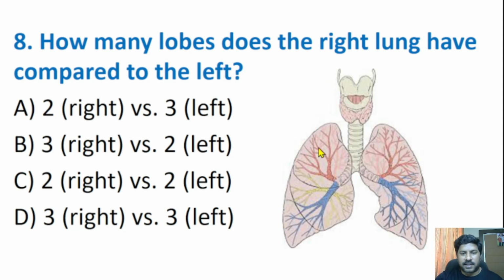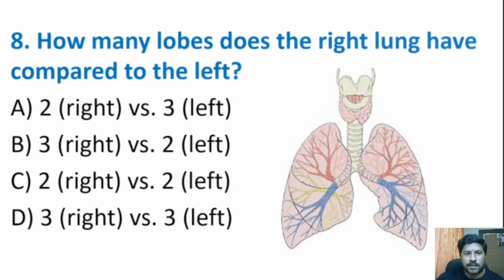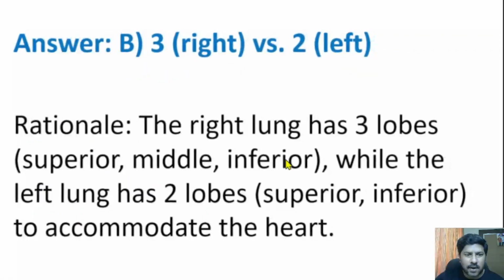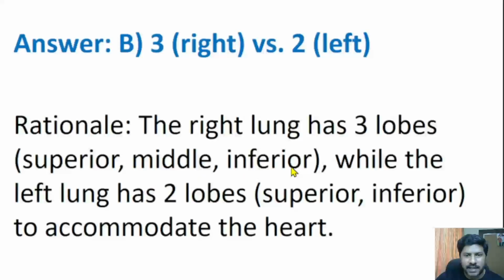That is, there are 3 lobes on the right side and only 2 lobes on the left side, because on the left side there is a space where the heart sits. There is a name for that space, which you can comment below. So the heart occupies this empty space. That is why the left lung has only 2 lobes. The right lung has 3 lobes, superior, middle and inferior, while the left lung has only 2 lobes, superior and inferior, to accommodate the heart.